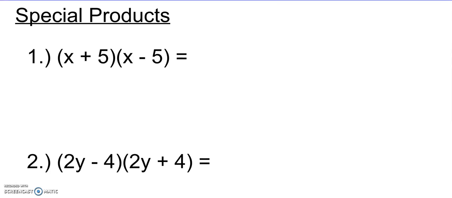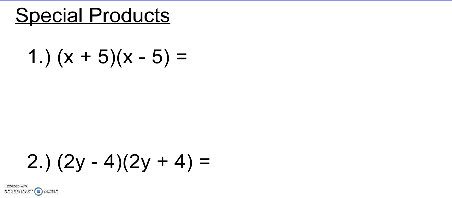Today I'm going to talk about special products, and in order to talk about special products, we're going to review the FOIL method, because if you remember, when you times two binomials together, you can FOIL. And remember, that stands for firsts, outsides, insides, lasts, when we're timesing two binomials. Basically, what I'm going to show you is a couple shortcuts you can use, but remember, you can always FOIL to get your answers.